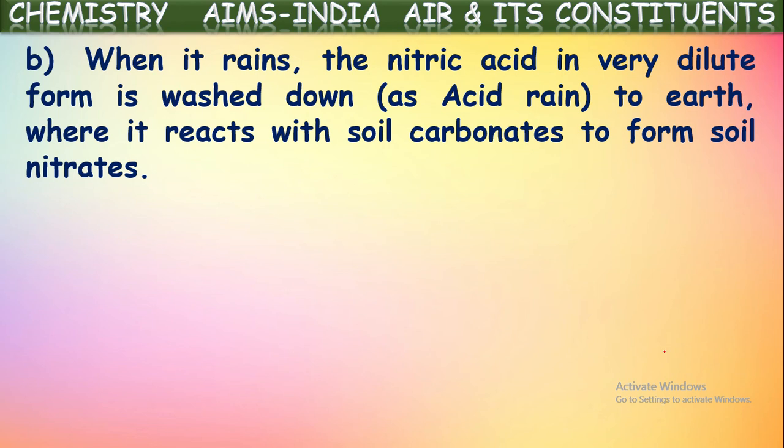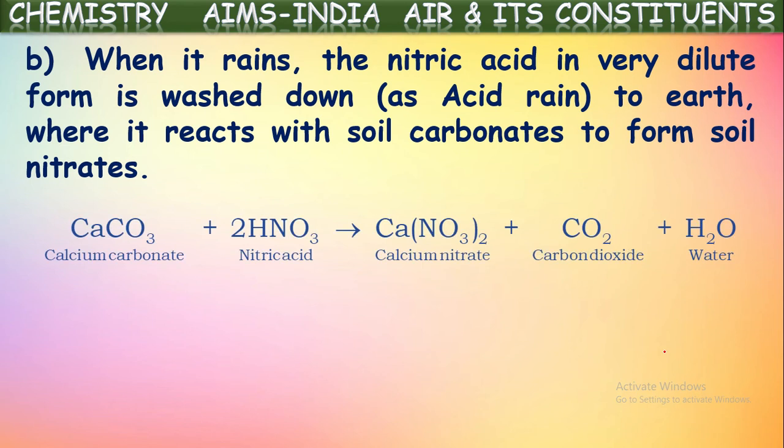So nitrogen dioxide gas dissolves into rainwater and forms nitric acid. This nitric acid reaches the earth in the form of rain. That rain we call acid rain, which is dangerous actually if it occurs heavily. But in small quantity it is useful. How? Let us see here. So when this acid rain reaches the soil, the acid present in that rainwater reacts with the soil carbonates to form soil nitrates in this way.